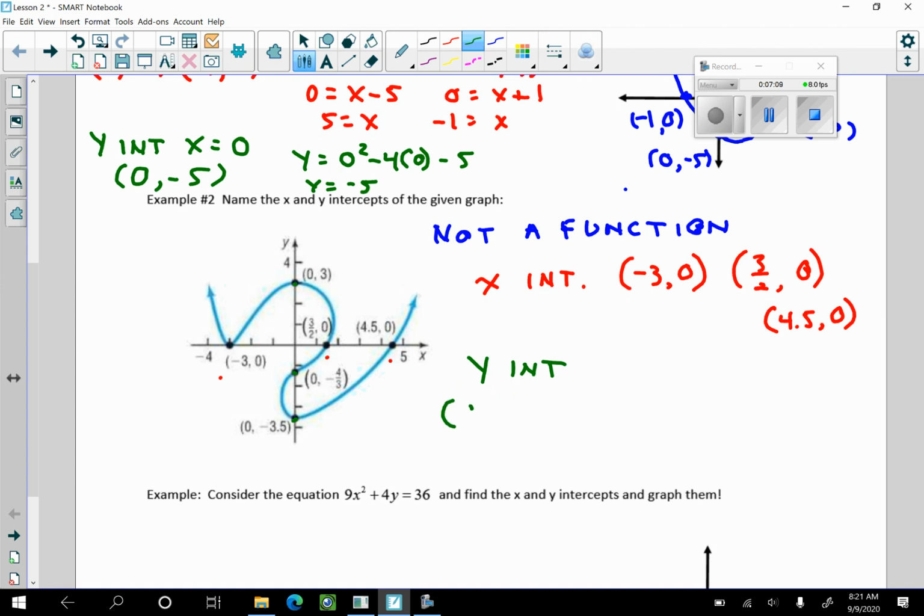Here's the least. It's going to be 0, -3.5, y-intercept. And 0, -4/3. And 0, 3 are the y-intercepts.